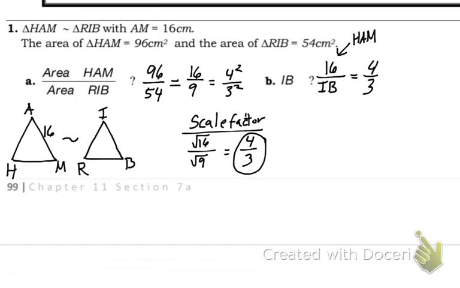Now we just cross multiply to solve. So we're going to have 4 times IB is going to equal 3 times 16, which is 48. Divide both sides by 4, and you're going to have IB equals 12.